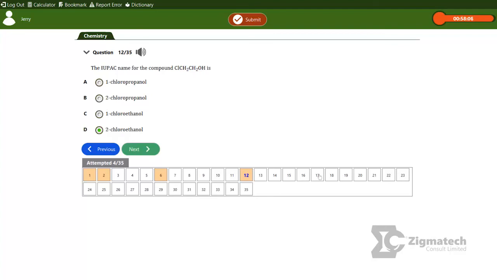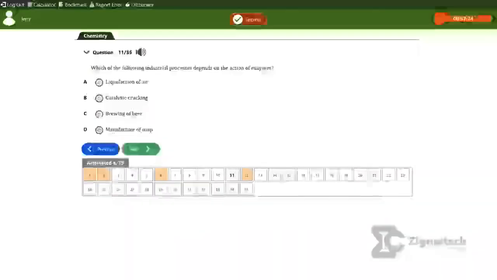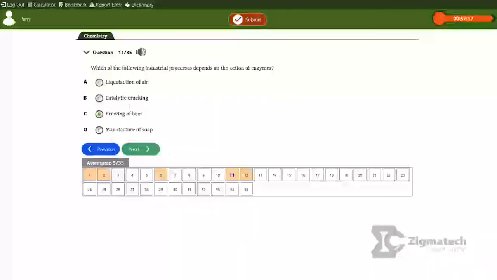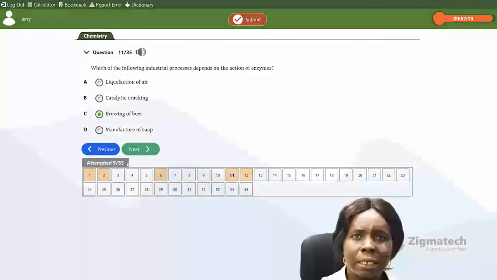Now we take our last question. Which of the following industrial processes depends on the action of enzyme? So we are going to take brewing of beer. Remember, that is fermentation. Fermentation depends on the action of enzymes. So you can practice as much as possible using our questions. There are so many of them to help you to prepare for your external and internal examinations.